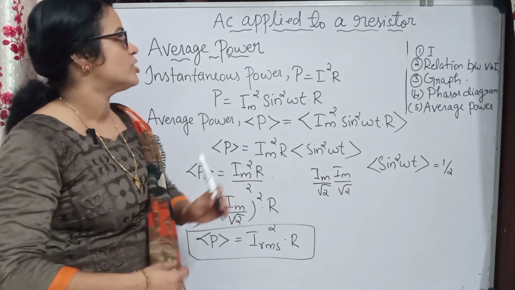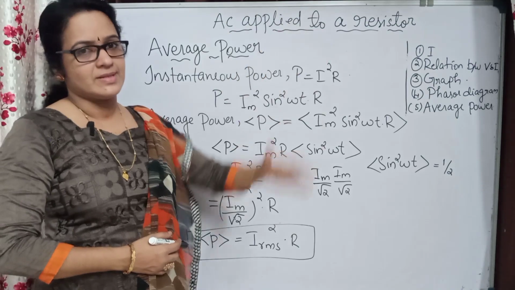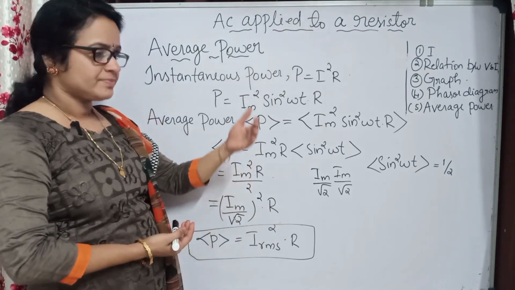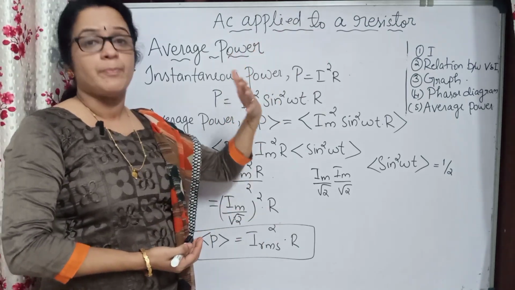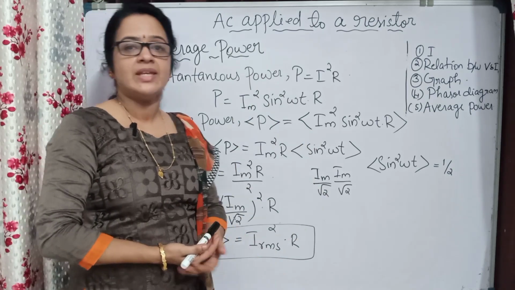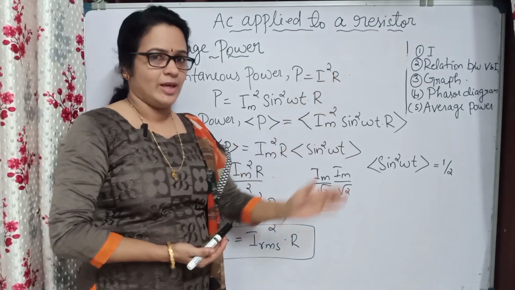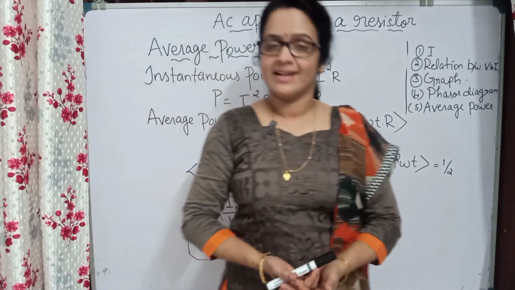So that is all about AC applied to a resistor. In the next case, we have to consider AC applied to a capacitor, so that we can discuss in the next class. Hope it is clear to you.